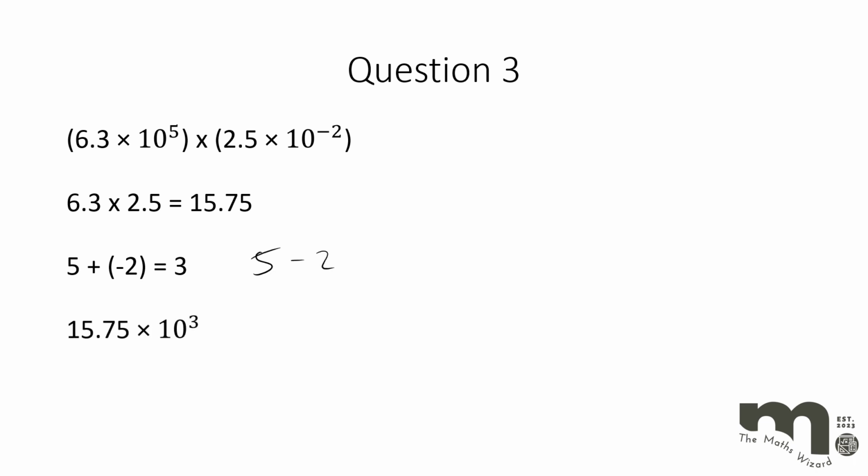Remember, once again, we've got to have that first part written as a number that's anything from 1 up to, but not including 10. So we change this to 1.575. By doing that, we're moving that decimal point once to the left, so that number is now 10 times smaller. So we've got to increase that power by 1.